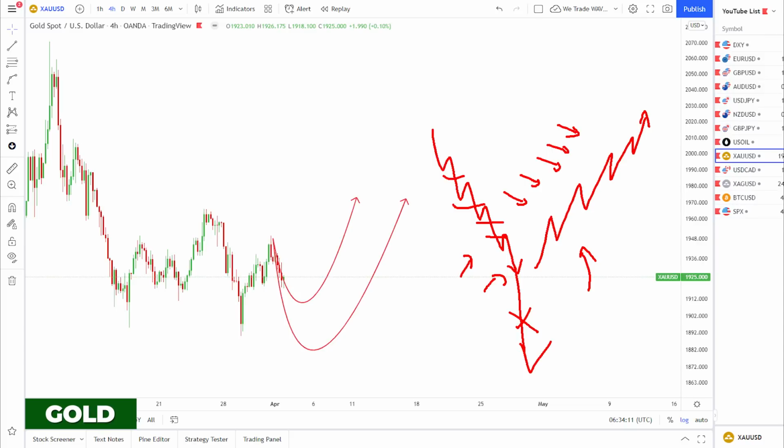And this is where our golden tip came from. Never ever add to your losing position. Make sense, guys? I really hope this is helpful and you will apply this. Never ever add to your losing position.